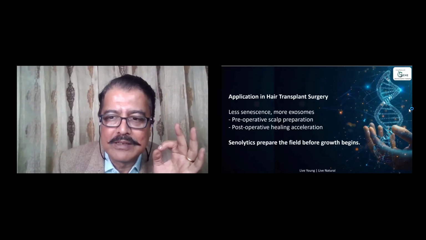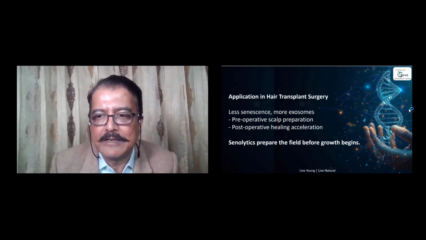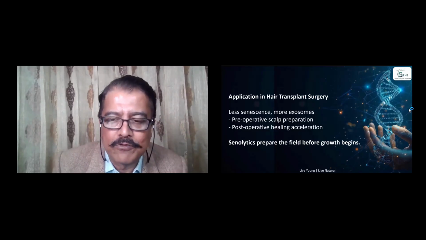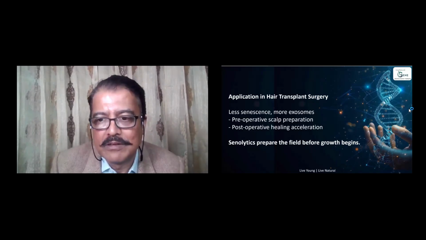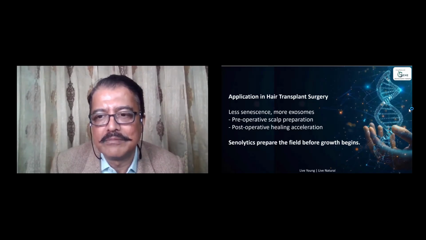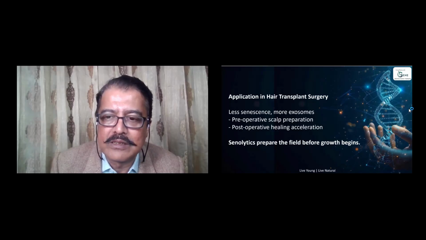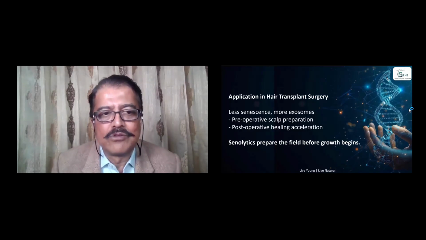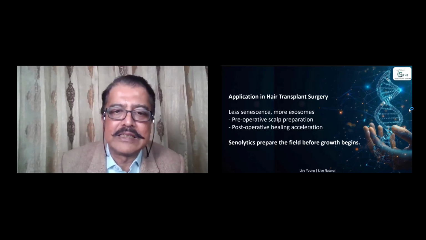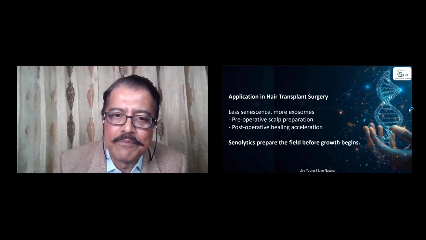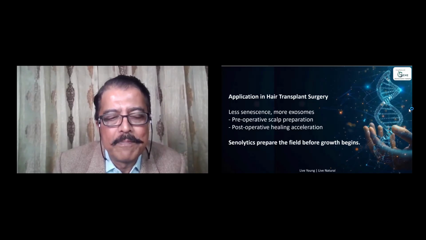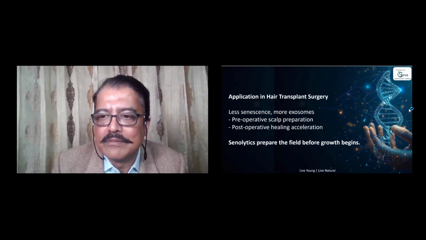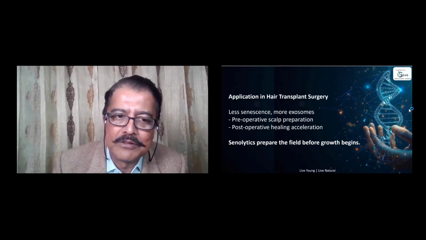So in hair transplant surgery, what we would like is less senescence. You will agree with me on this. Let us reduce the bad things, and of course, more exosomes. And if we can get those exosomes without injections and without veils and roses and placentas, all the better. So, less senescence in the tissue and more exosomes leads to better tissue and better growth.